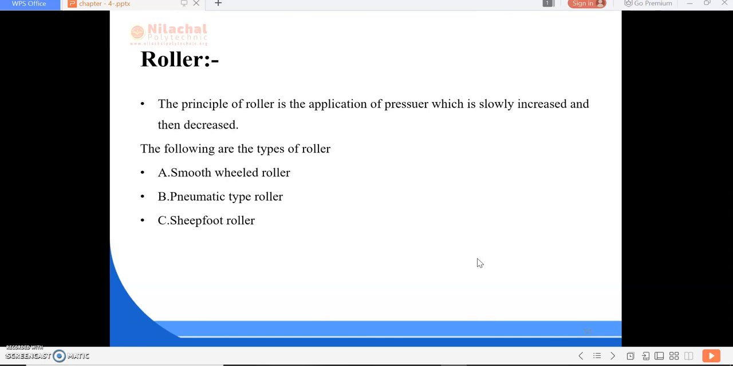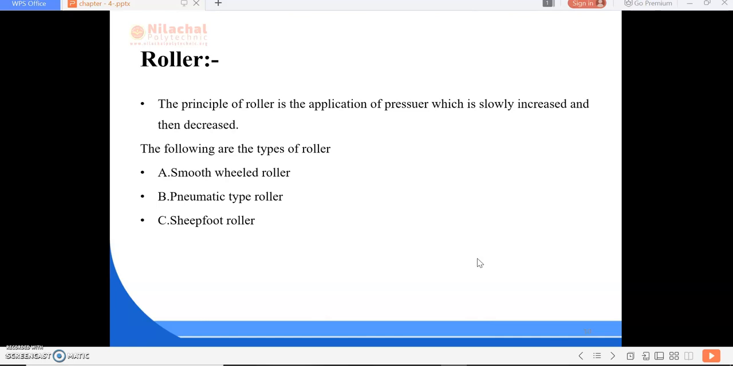First one is smooth wheeled roller. Second one is pneumatic type roller. And the third one is sheep foot roller. And also we can say this is the tamping roller. So the smooth wheel roller. What do you mean by smooth wheel roller? This roller has either 2 or 3 rollers in a line, one behind the other. The rollers are hollow steel drums which can be used to obtain the desired pressure. It is usually suitable for compacting gravel, sand and other materials that need curing.